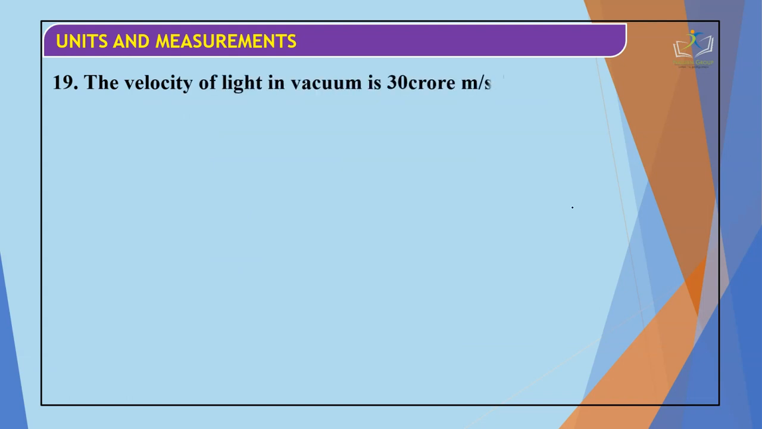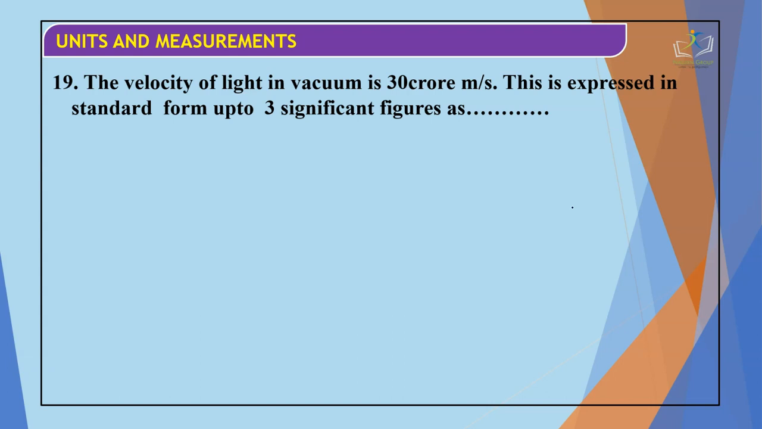Next question. The velocity of light in vacuum is 30 crore meter per second. If it is expressed up to 3 significant figures in standard form, then which will be the correct option?